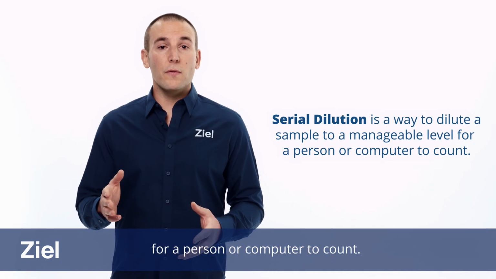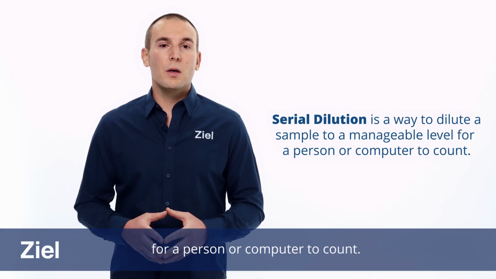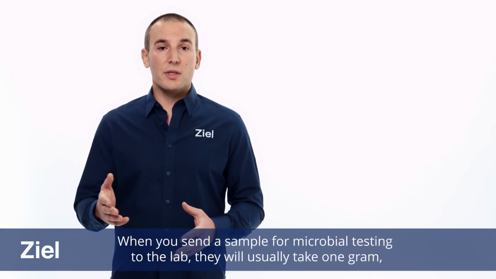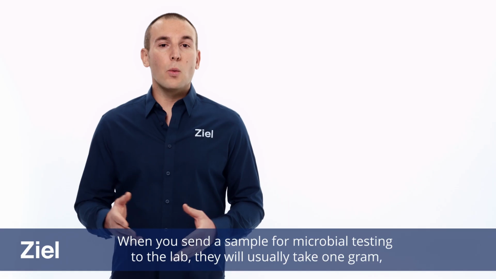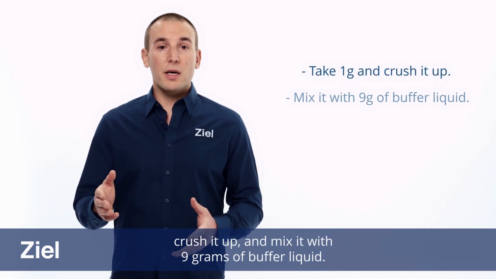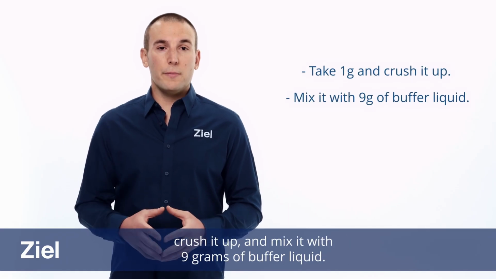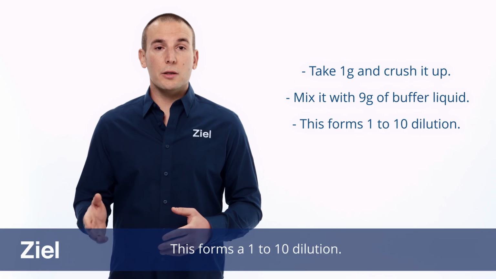Serial dilution is a way to dilute a sample to a manageable level for a person or computer to count. When you send a sample for microbial testing to the lab, they will usually take 1 gram, crush it up, and mix it with 9 grams of a buffer liquid. This forms a 1 to 10 dilution.